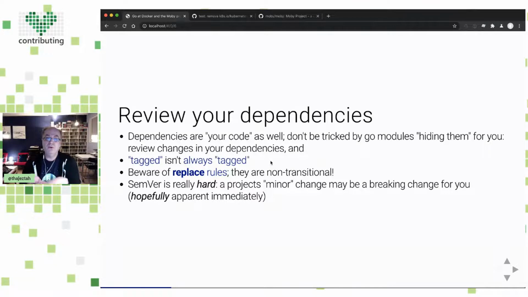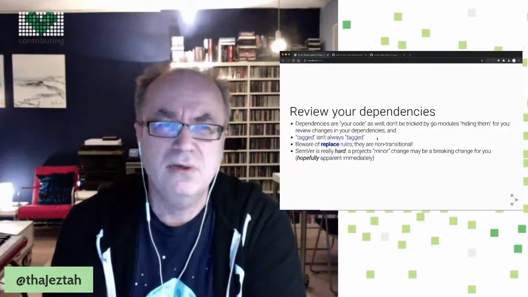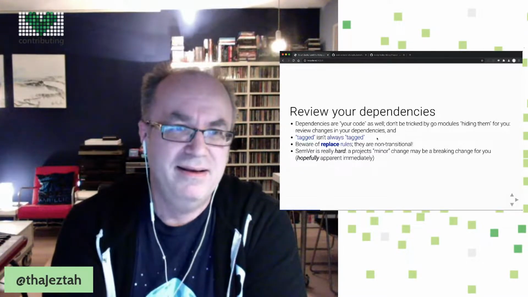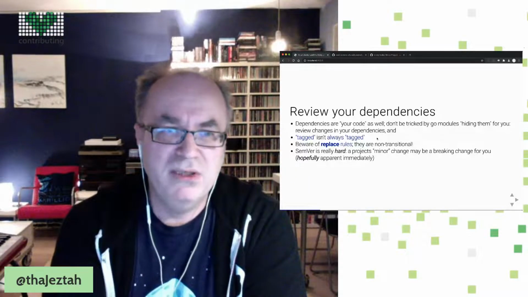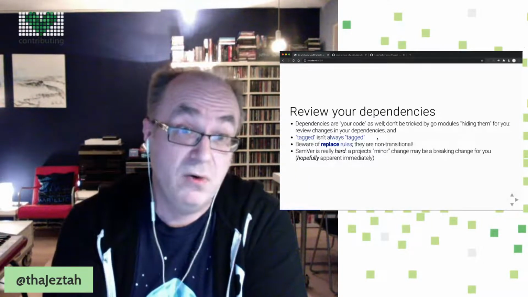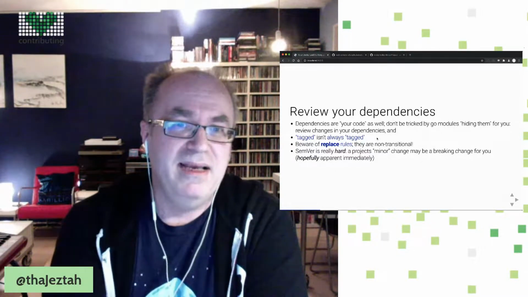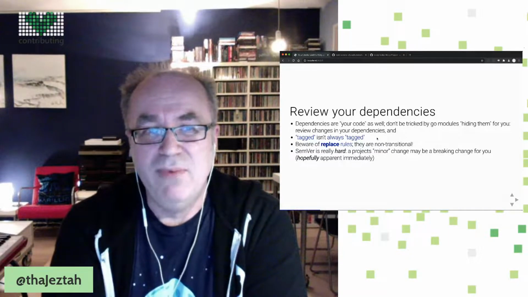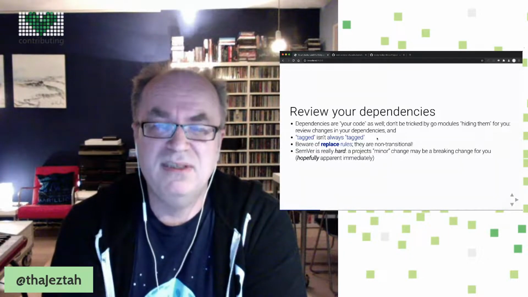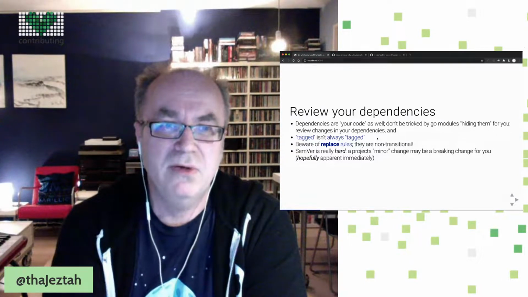It's also important to review your dependencies. It's very easy to forget that even though it's very easy to add your dependencies, it's still code that you are shipping. So basically dependencies become your code. You are shipping a binary that includes the code that you vendor or get through a module. And even though Go modules hide those dependencies, which makes it a lot cleaner, you still should have a look at what code you are bringing in.